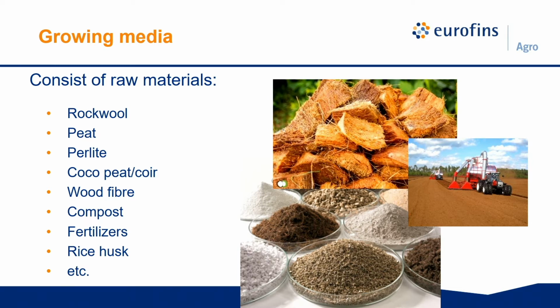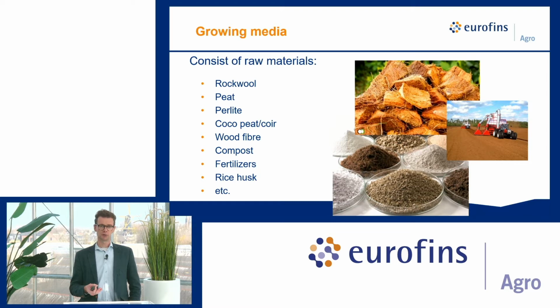The growing media consist of one or more raw materials, like mineral wool, peat, perlite, coco peat, wood fiber, and several other possibilities. In reducing the peat content in growing media, substrate suppliers are searching for alternatives, like wood fiber, but they have other characteristics. So it's very important to know the quality of this type of products.